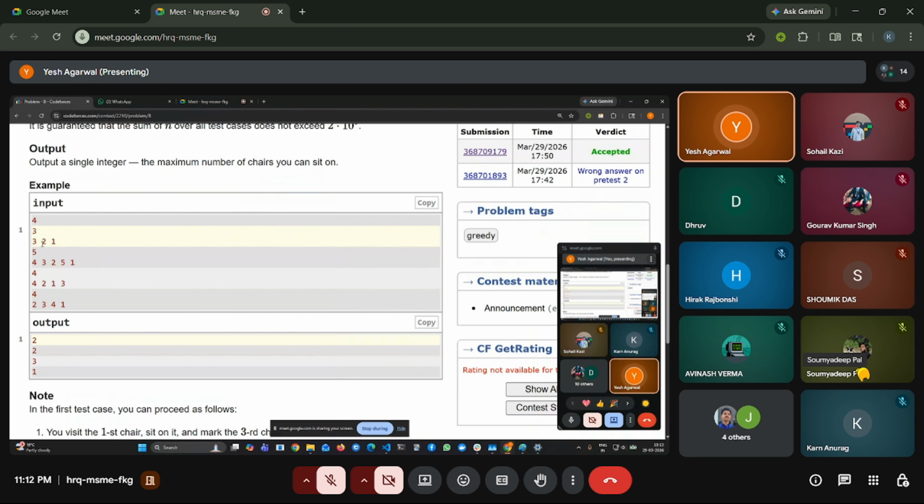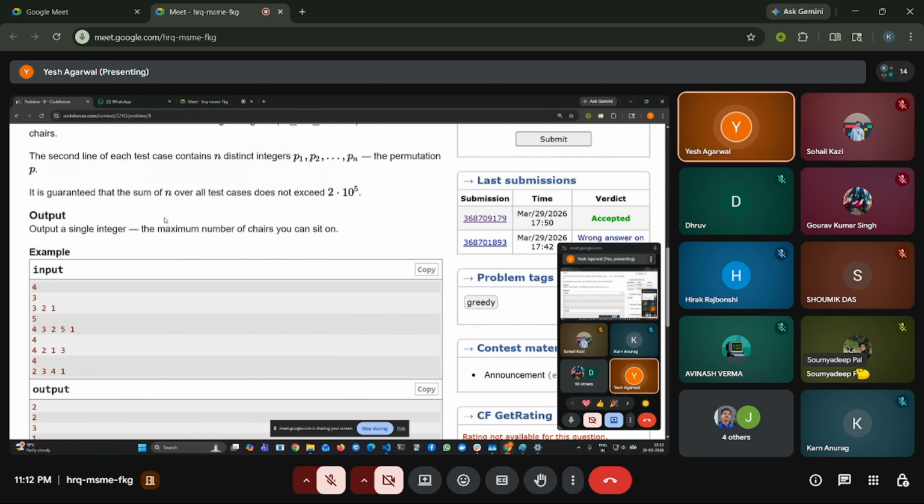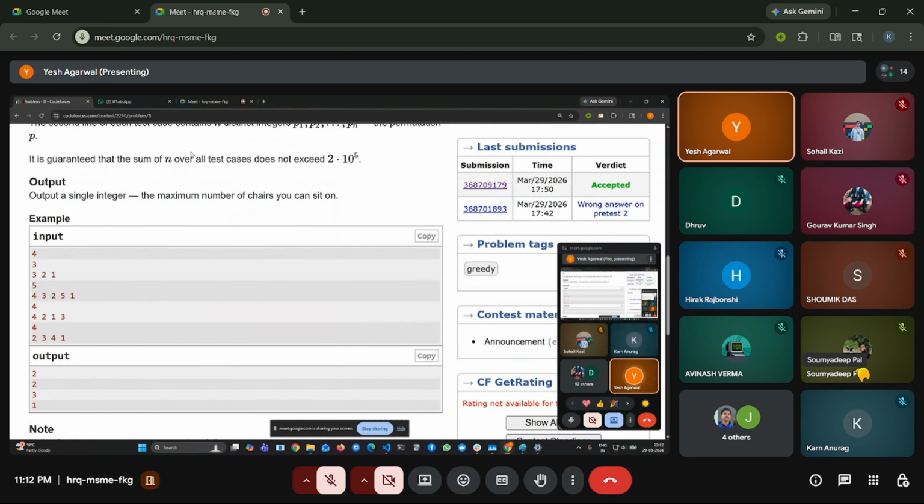Once you reach there, you will be at 3, then you will go to 2, and then eventually you will reach 1. If you reach 1 and it is marked, or any chair you reach is marked, the game ends there. So you have to find the maximum number of chairs you can sit on using this sort of algorithm.